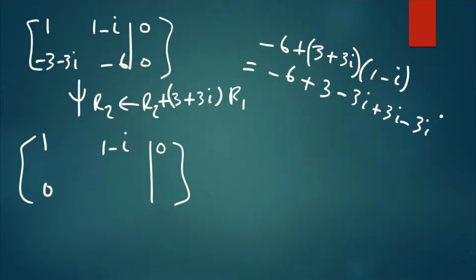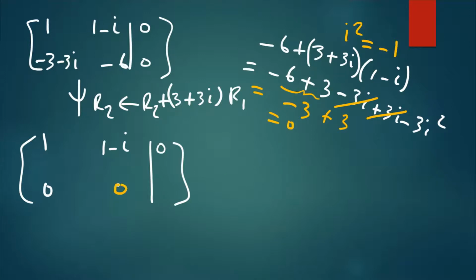That's minus 6 plus 3 times 1 is 3, minus 3i plus 3i, minus 3i squared. Again, remember i squared is -1. Minus 6 plus 3, that's minus 3. Minus 3i plus 3i, that's 0. And i squared is -1, so minus 3 times -1 is plus 3. So that's 0. So we have 0 and 0. Now let's solve the system.